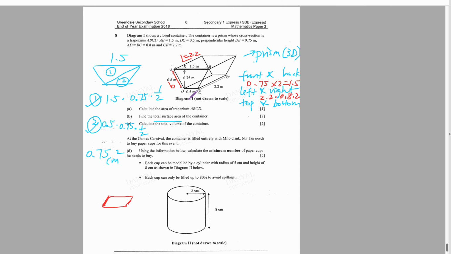A parallelogram has to be slanted. So if it's a parallelogram, then this 0.8, if you see it as a parallelogram, they label this the slanted height. The slanted height is 0.8, and the base is 2.2. Can you use 2.2 times 0.8 to find the area of this parallelogram? Cannot.